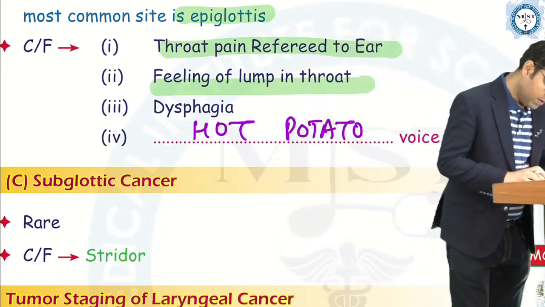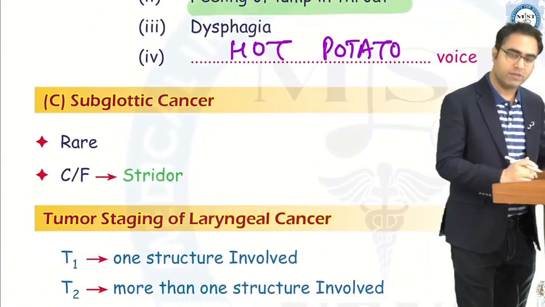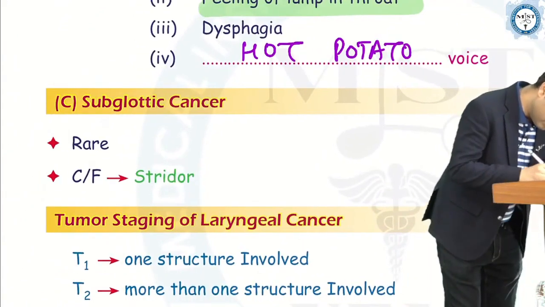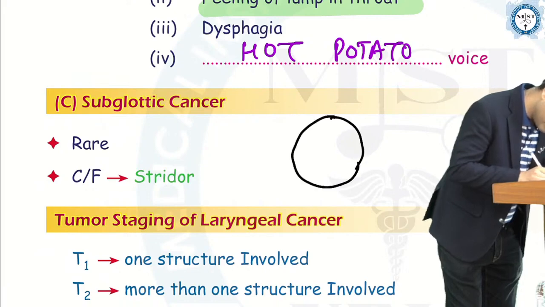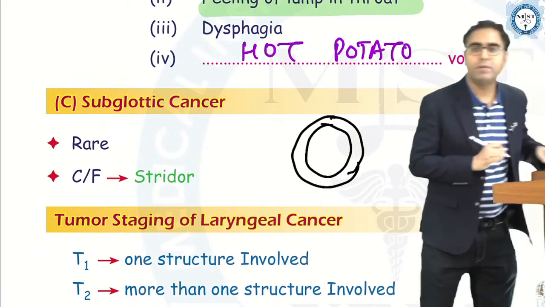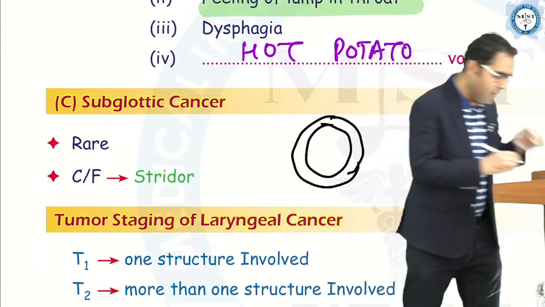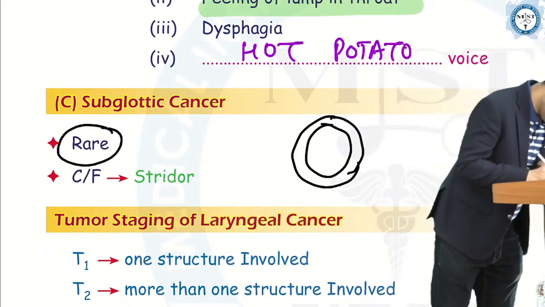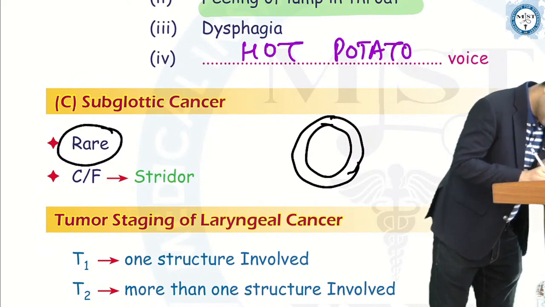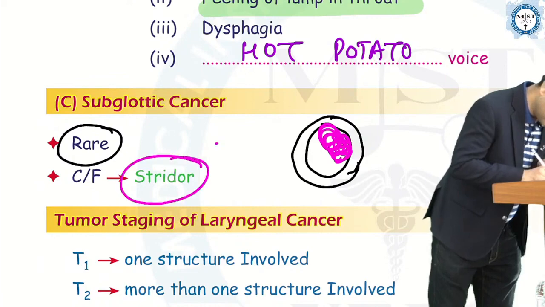Okay. Now, subglottic cancer. Anybody, what is the subglottis, beta? Remember, the subglottis is the empty space in the cricoid ring, beta. You draw it, beta. I hope you remember the subglottis is the empty space in the cricoid ring. Okay. This is a rare cancer. Now, if in this area there is a cancerous growth, beta, what it will cause is stridor, beta.